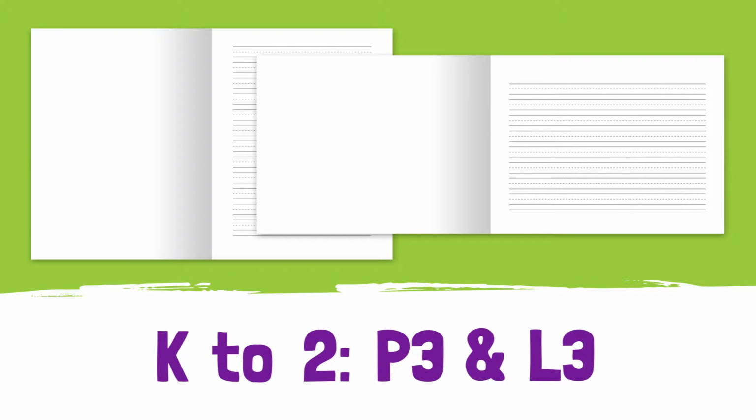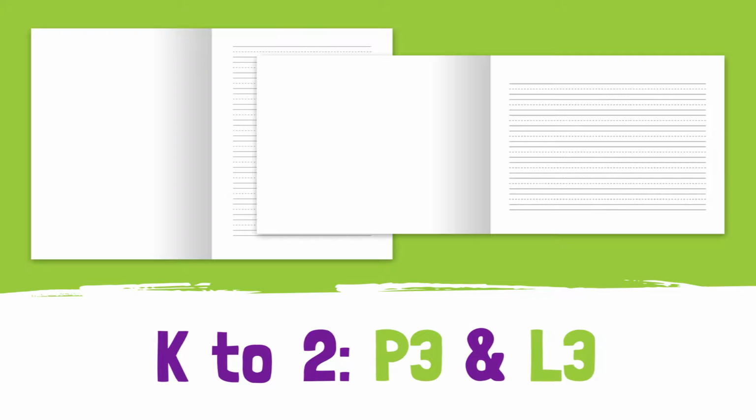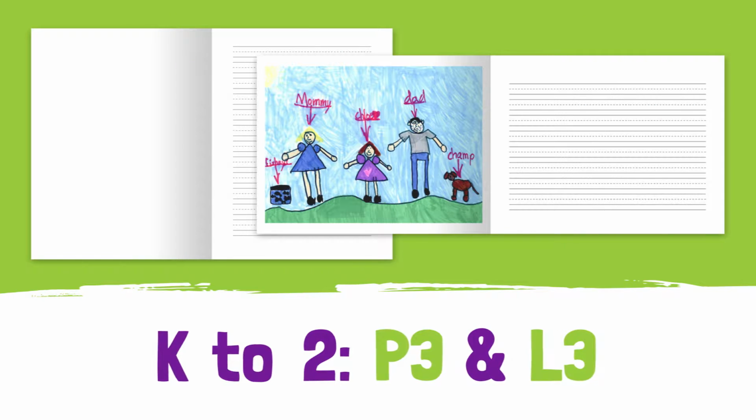For grades K through 2, we recommend using P3, the Portrait Primary Line Template, or L3, the Landscape Primary Line Template. The primary lines help guide the students as they write. These templates are designed to give each student 2 pages, one for their illustration and the other for their writing.